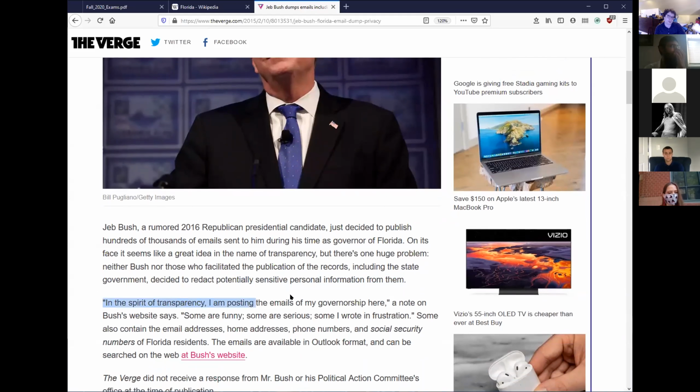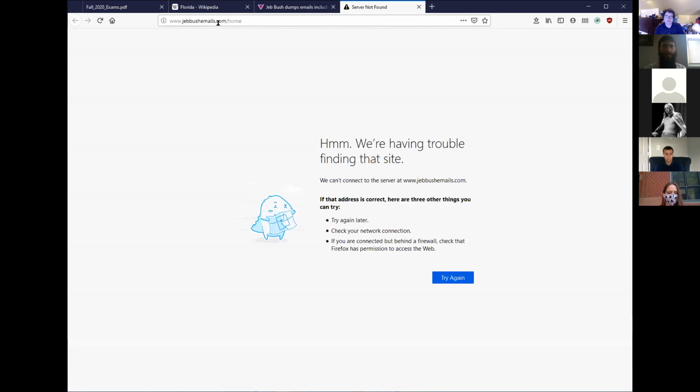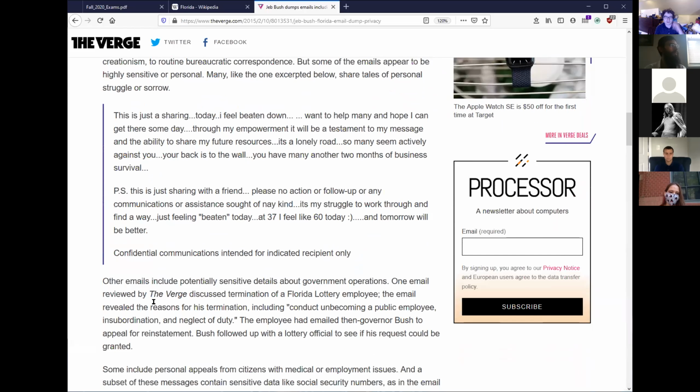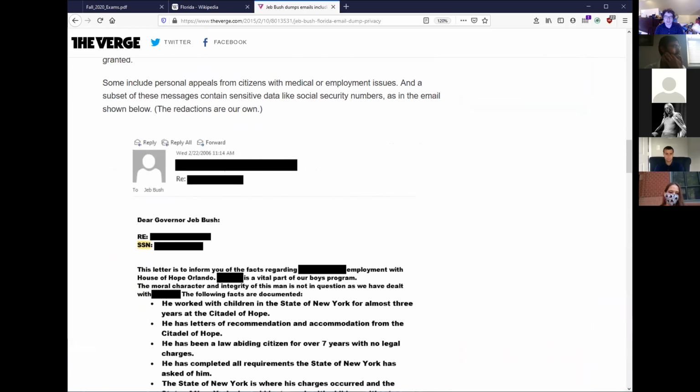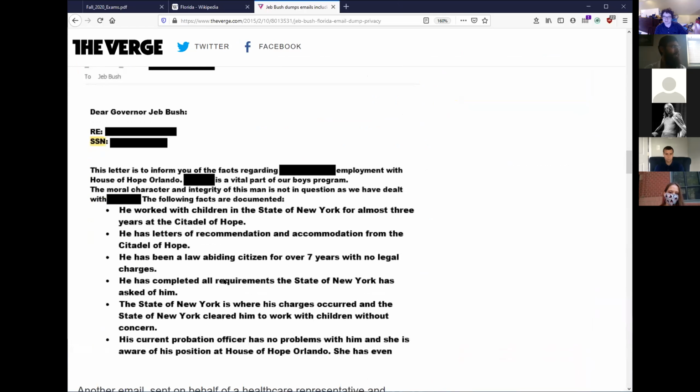So here, in the spirit of transparency, I'm posting my emails as governor. Some are funny, some are serious, some I wrote in frustration. But they were never redacted, which was an issue. As you can see, jebbusemails.com/home is down, but let's take a look at some of these emails. These were redacted by the news agency, which responsibly did this.